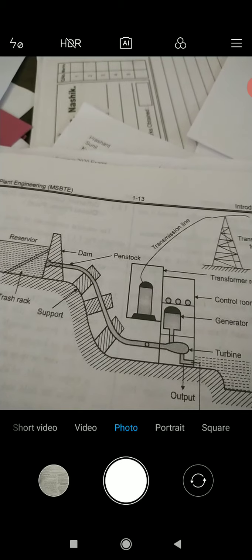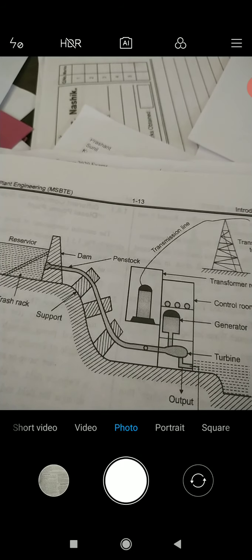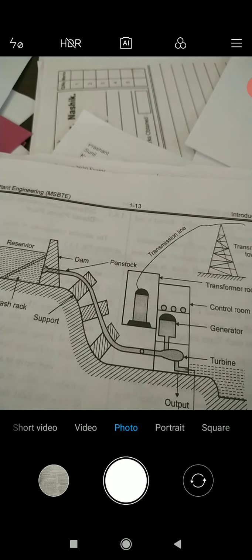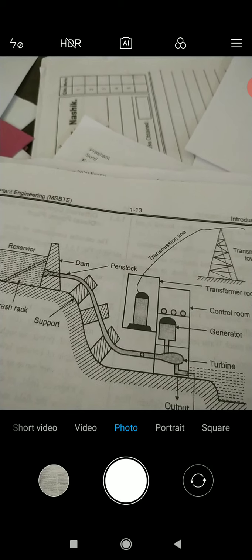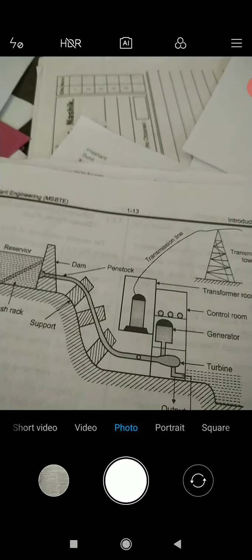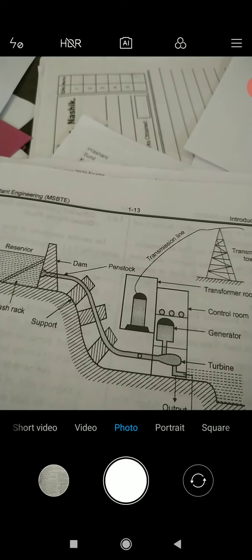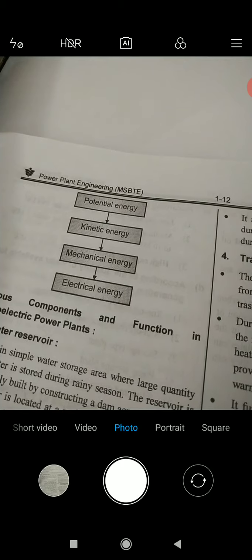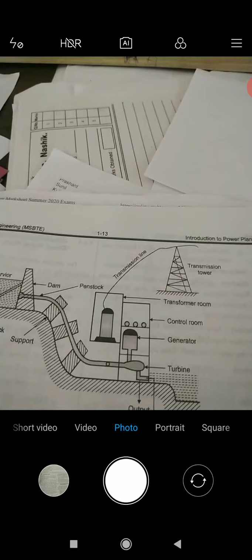So you can see in the figure, the reservoir is there, trash rack is there, dam is there, penstock. Through the penstock it is carrying all the water to the turbine. Then in the turbine, what is happening? The turbine is rotating due to the conversion of potential energy into kinetic energy. Since the turbine is rotating, it is generating mechanical energy, and since the turbine is connected to the generator, mechanical energy is converted into electrical energy. So this is the working principle we have seen previously. The potential energy is converted to kinetic energy, kinetic energy is converted to mechanical energy, and mechanical energy is converted into electrical energy. So this is the basic flow or working and construction of the hydroelectric power plant.